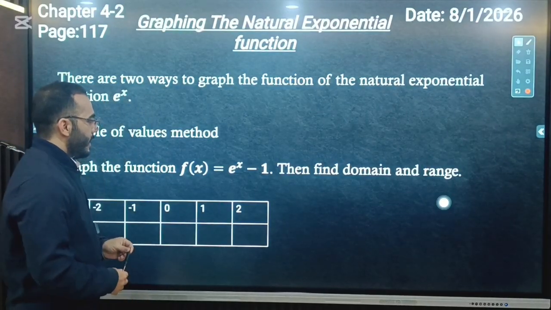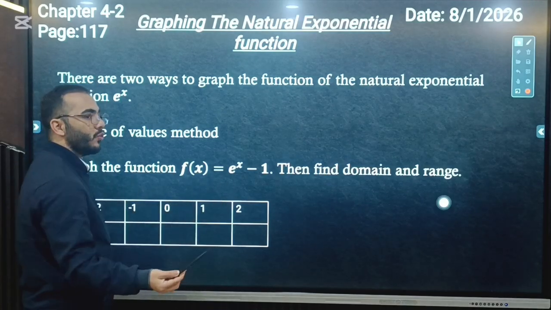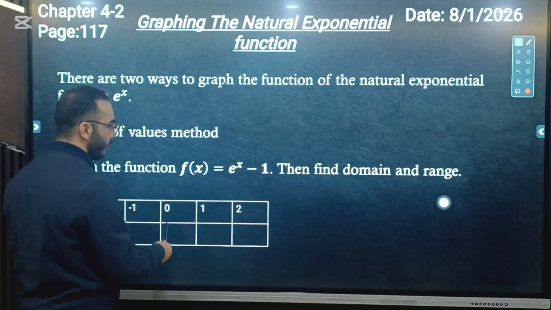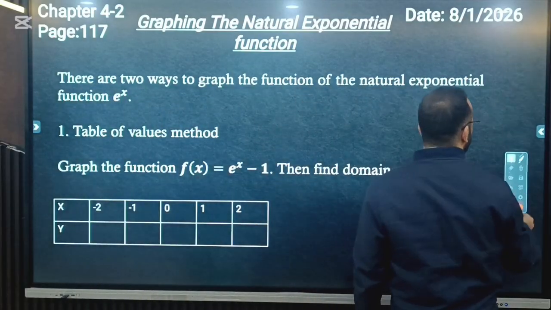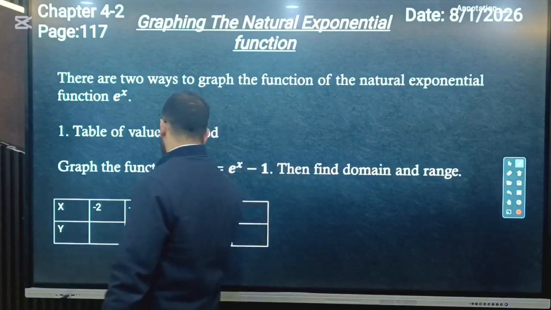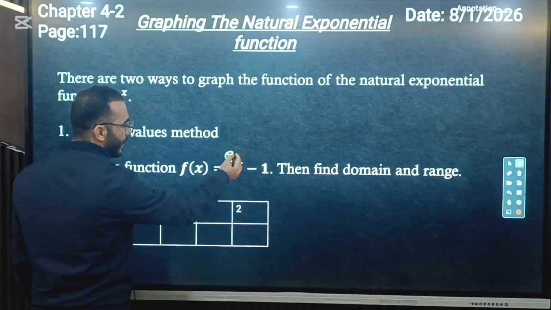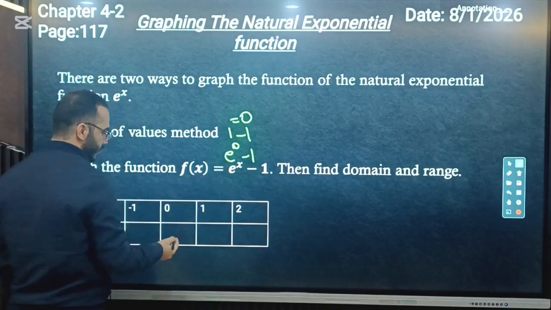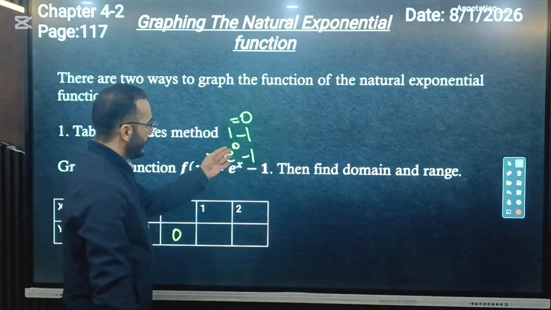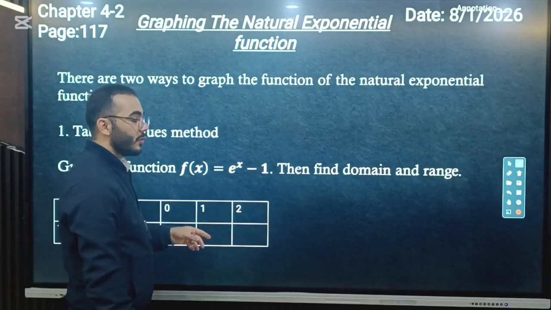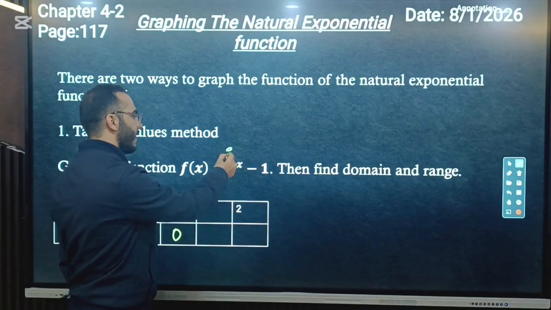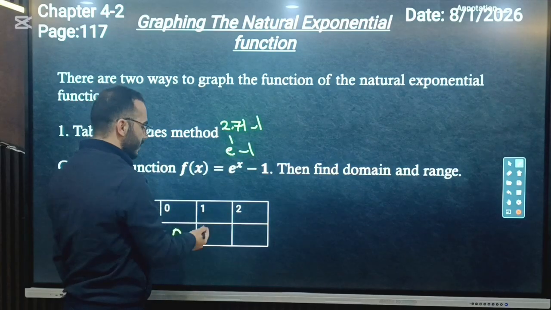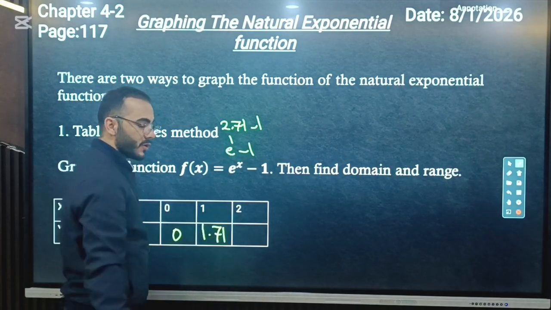So here, e powered by 0 is equal to 1. Any number powered by 0 equals 1. 1 minus 1 is 0. So e powered by 0 minus 1: e powered by 0 is 1, and 1 minus 1 is equal to 0. So the point is 0, 0. E powered by 1 is equal to e itself. E powered by 1 minus 1: e powered by 1 is 2.71, minus 1, it's equal to 1.71 approximately.